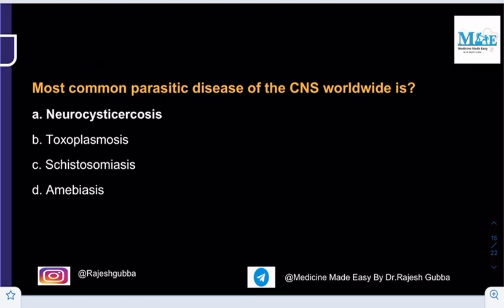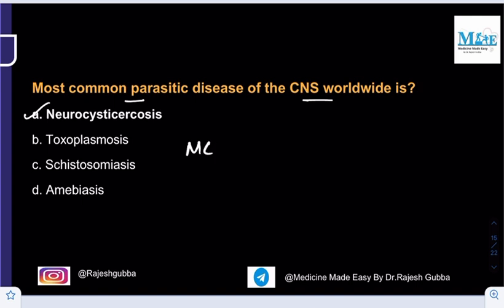The last question is: the most common parasitic disease of the CNS worldwide is neurocysticercosis, toxoplasmosis, schistosomiasis, or amoebiasis. The answer here is neurocysticercosis. That is the most common parasitic infection affecting the CNS worldwide. And in neurocysticercosis, the location of the cysticerci is a very, very important area of the question.